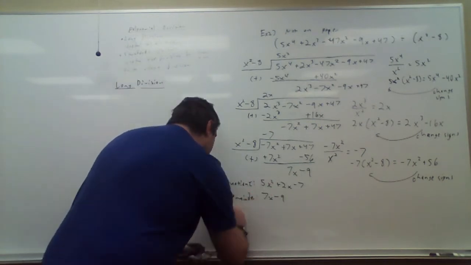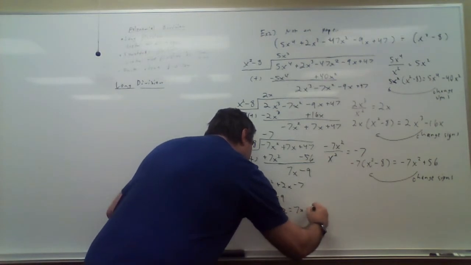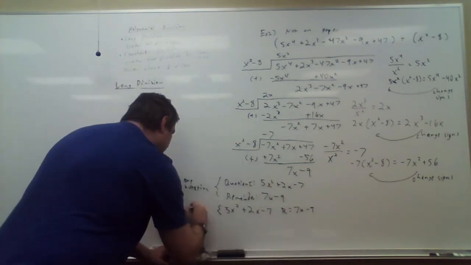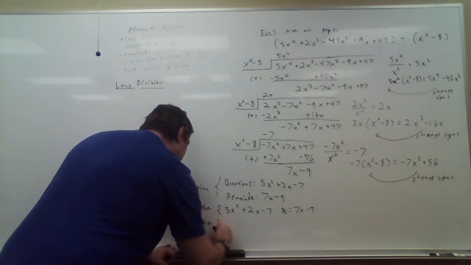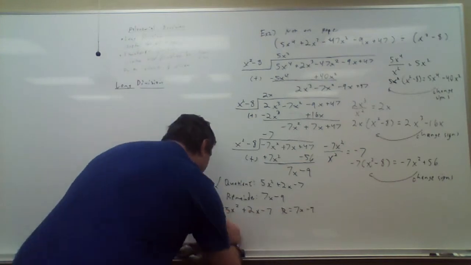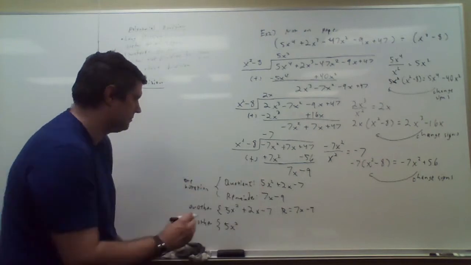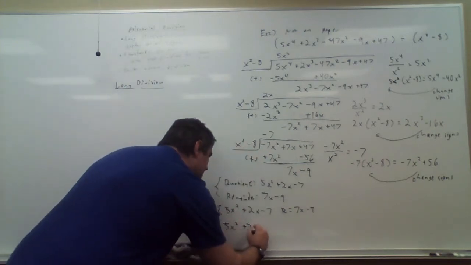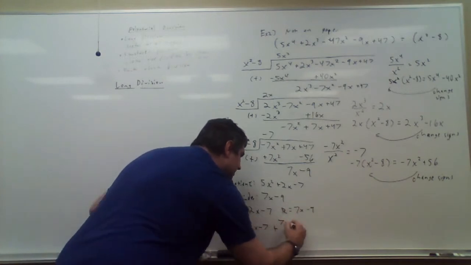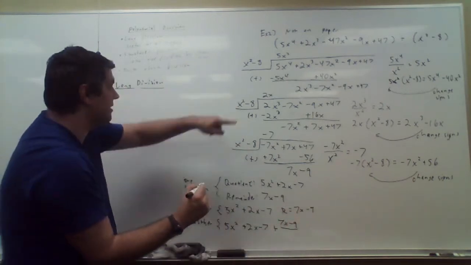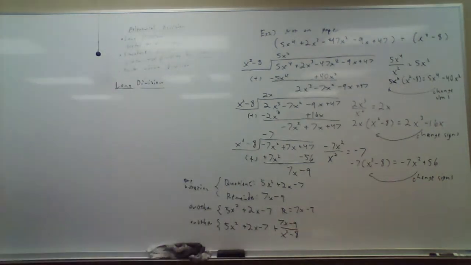Another is 5x squared plus 2x minus 7, remainder equals 7x minus 9. That's another. And another notation is quotient, 5x squared plus 2x minus 7, plus the remainder, 7x minus 9, over the divisor. Okay, that's another notation.